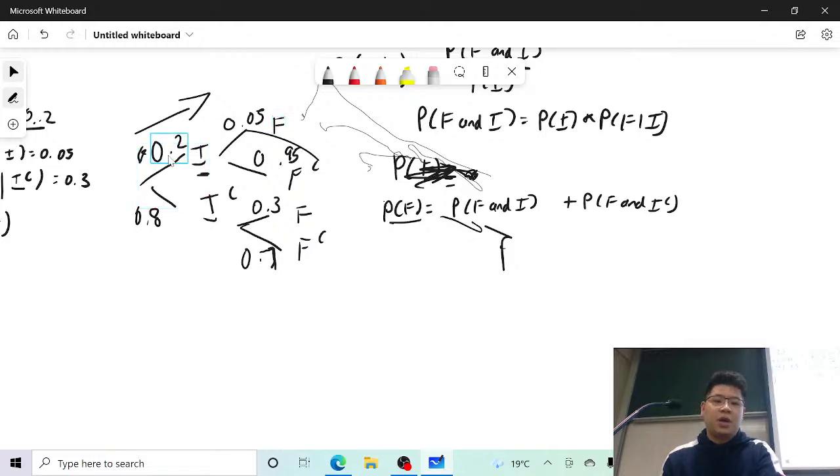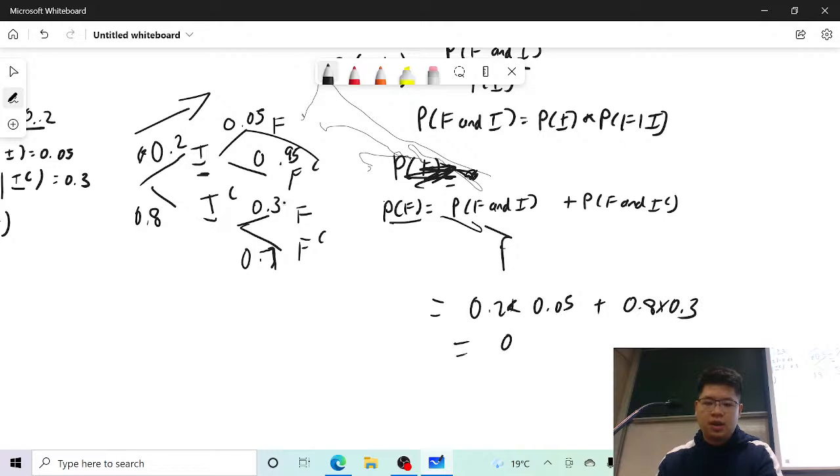So we have the first branch, which is 0.2 times 0.05, and that leads to the F right here. The second F that we have would be 0.8 times 0.3. And that's how you get your final answer here. You just have to find all the branches that lead to F in the end. Okay? So this would be 0.2 times 0.05 plus 0.8 times 0.3. And if you sum that up together, that should give you 0.25.